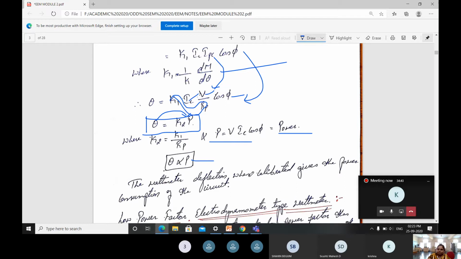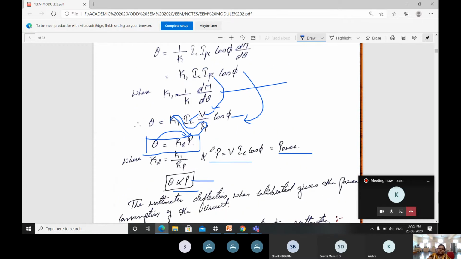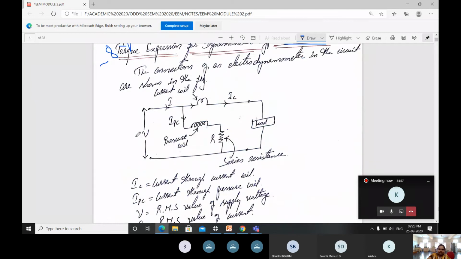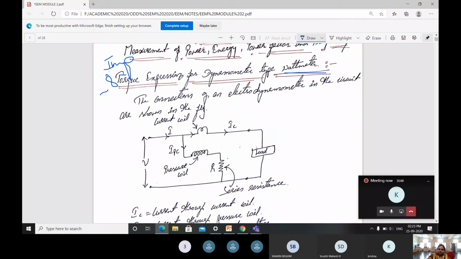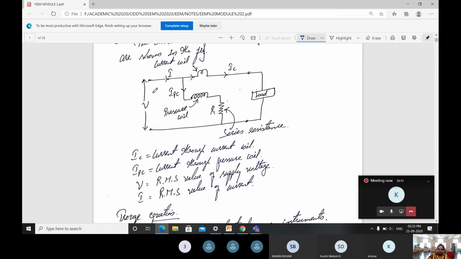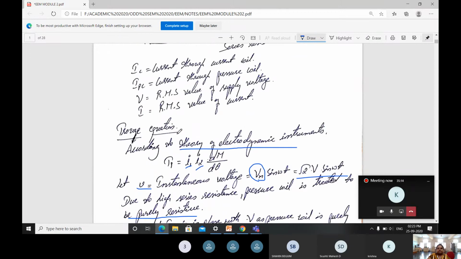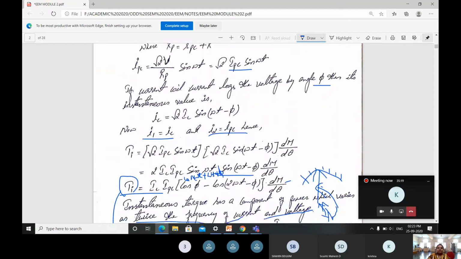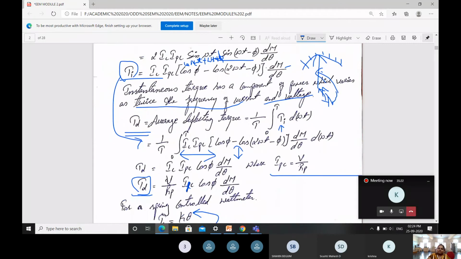The wattmeter deflection, when calibrated, gives the power consumption of the circuit. This is what we derived from the wattmeter internal connection. This is our internal connection of the wattmeter. This derivation is very important. It will be asked for 8 marks minimum, or else it may be asked for 6 marks also. What you have to do: first draw the construction, then use the torque expression, then find I1 and I2, substitute, then go for the average deflection torque.